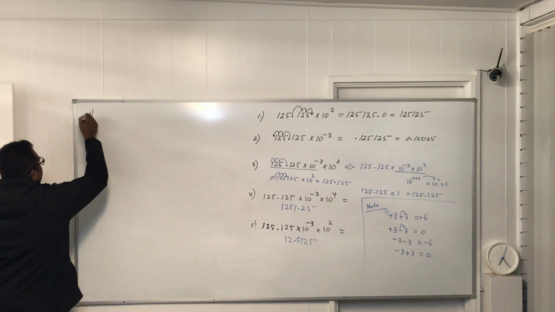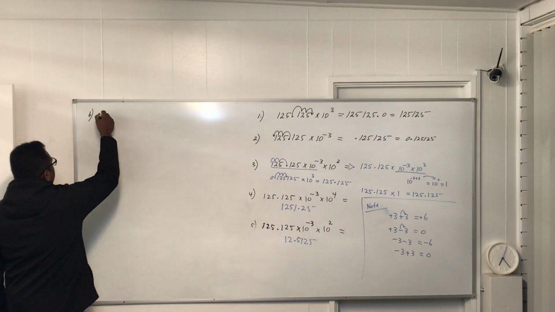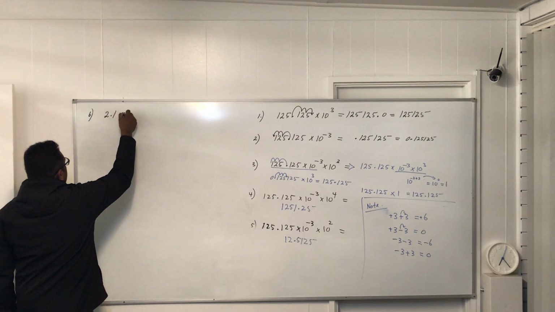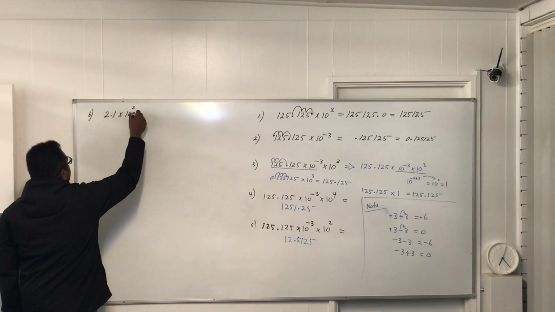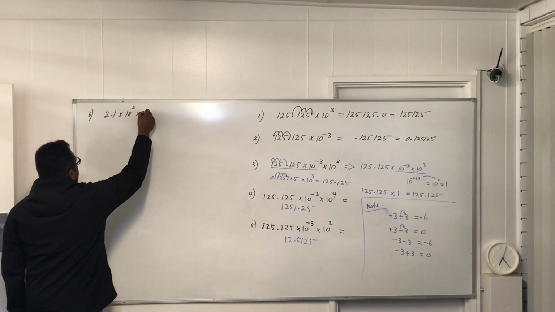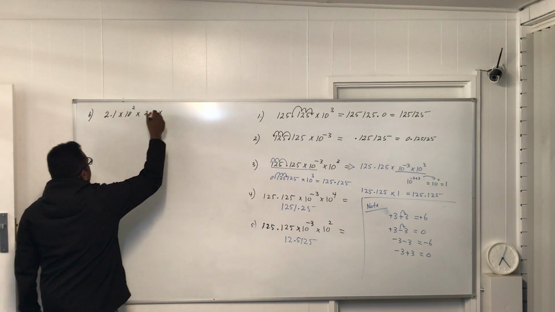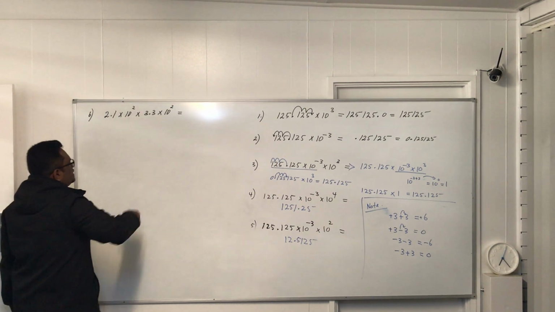Sixth question. Two point one times 10 to the power 2, 3.3 times 10 to the power 2. Try this.